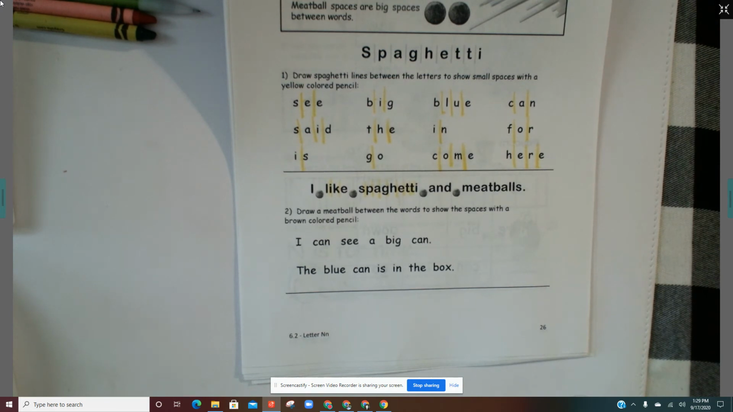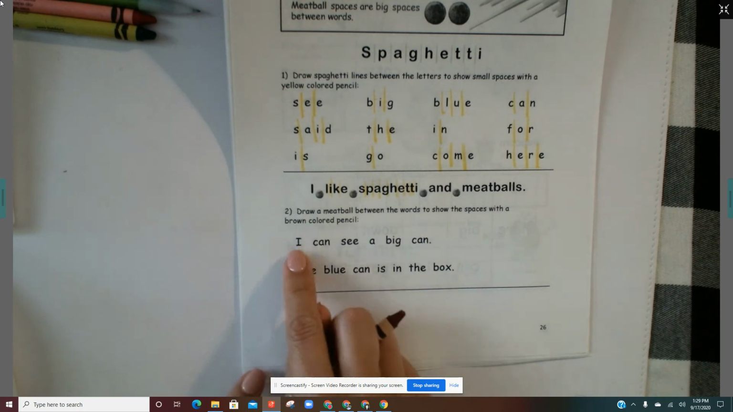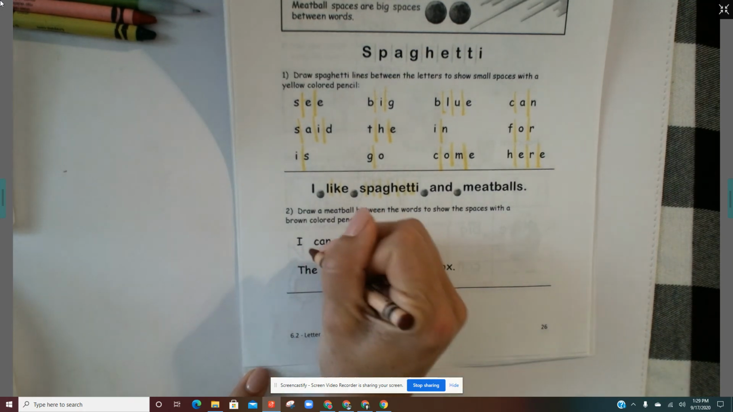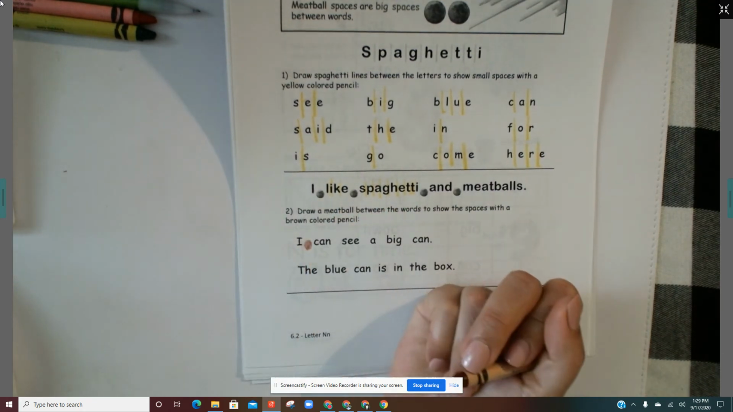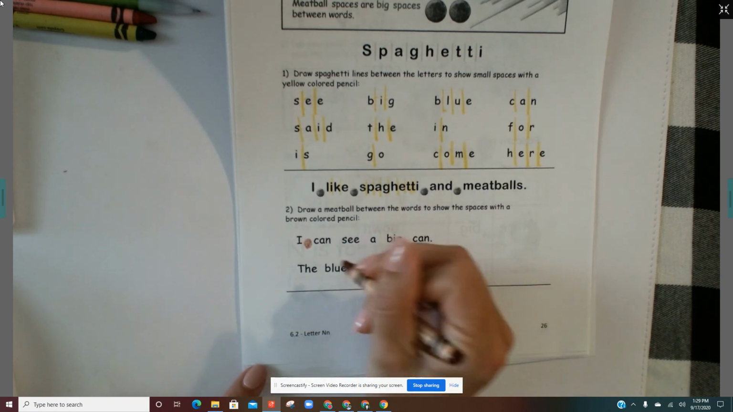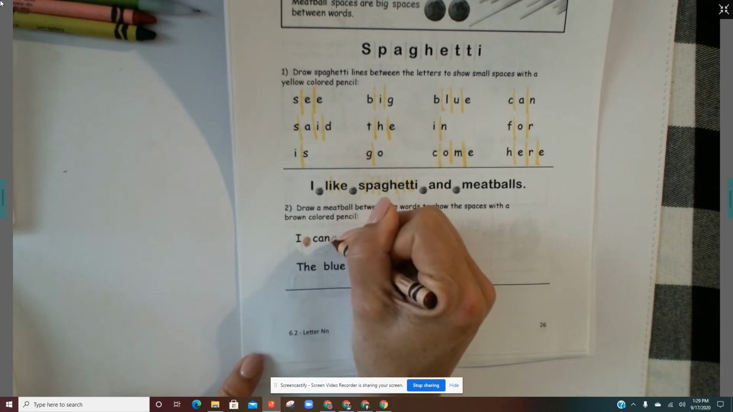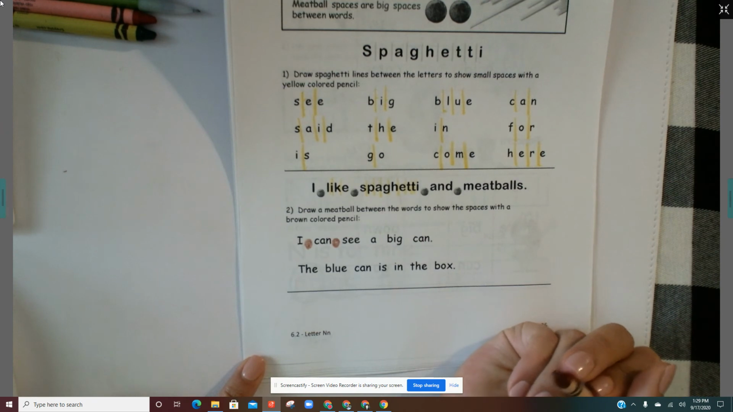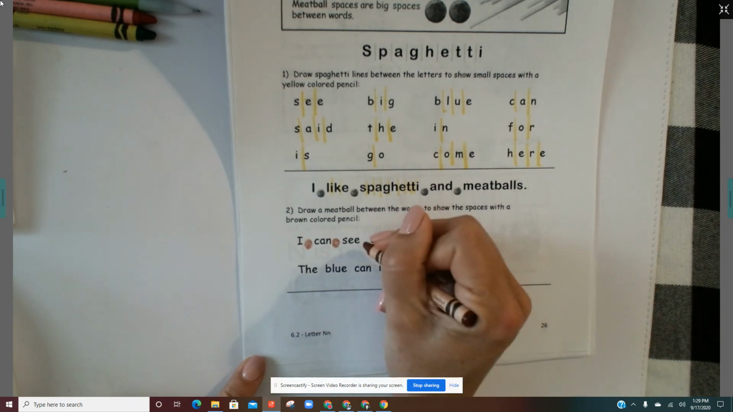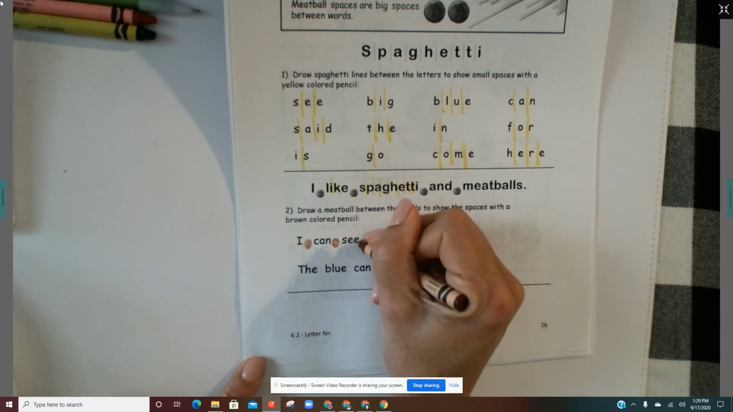So our directions say draw a meatball between the words to show the spaces with a brown colored pencil. I'm going to use my brown crayon. So here's the word I. Draw a nice big meatball in between. Next we have can. Yep, we need another meatball. Now we have the word see. Draw that meatball in there.